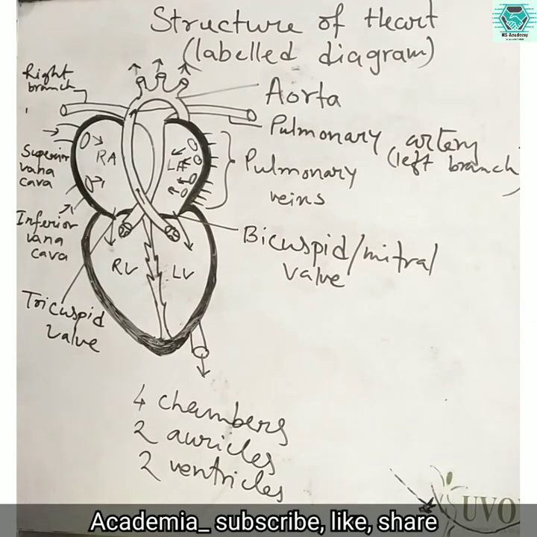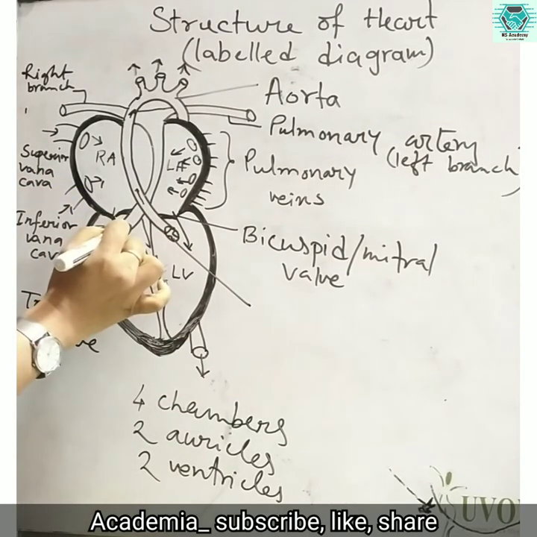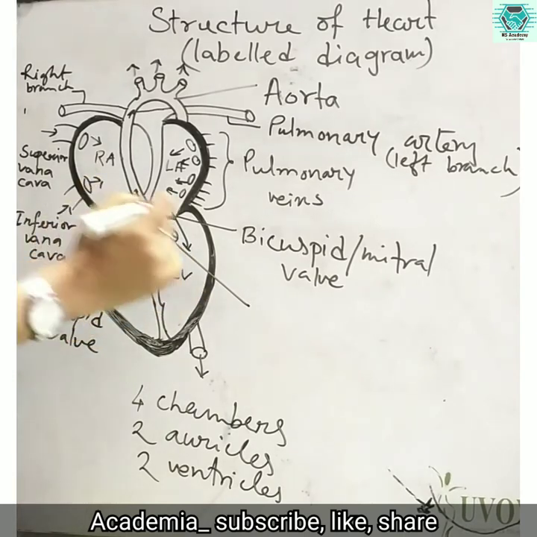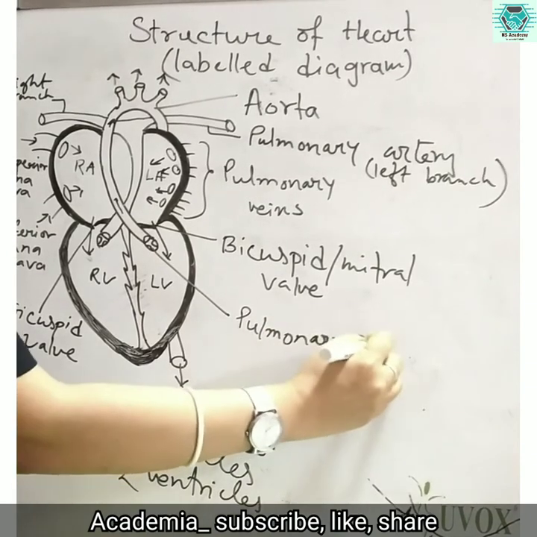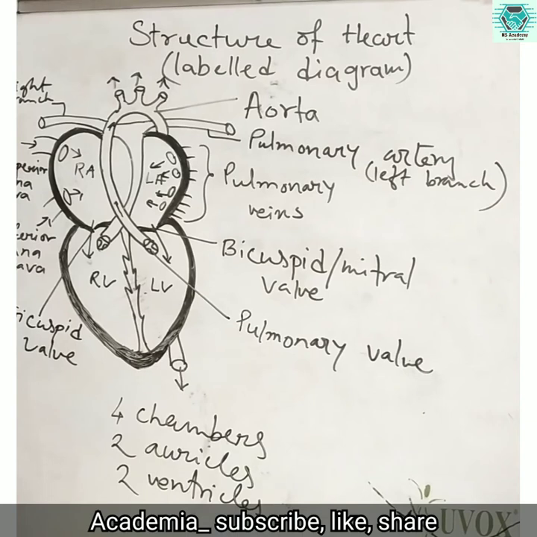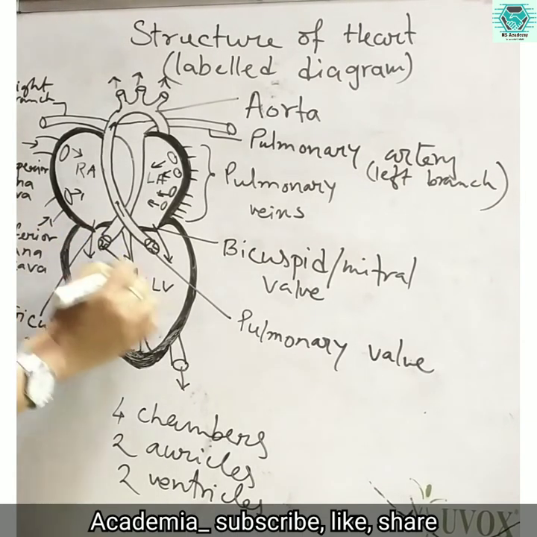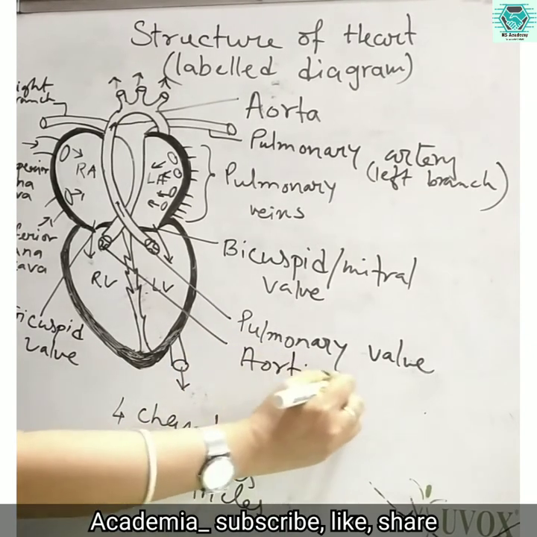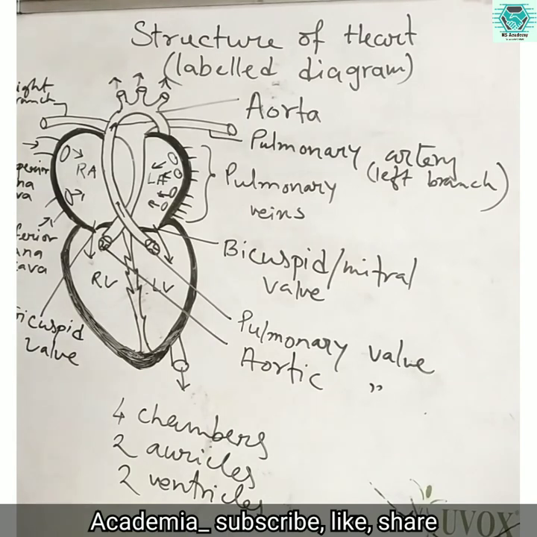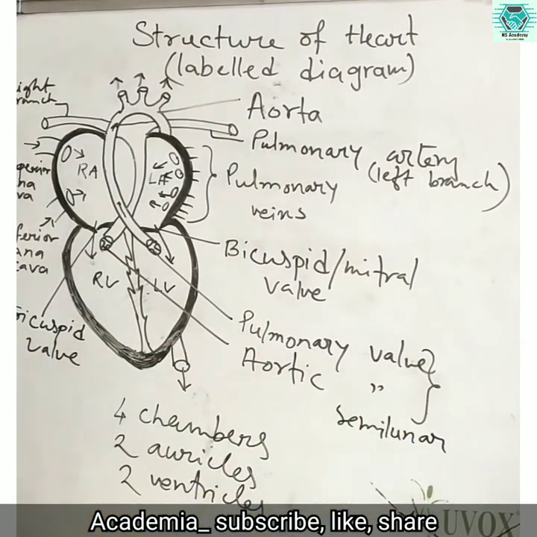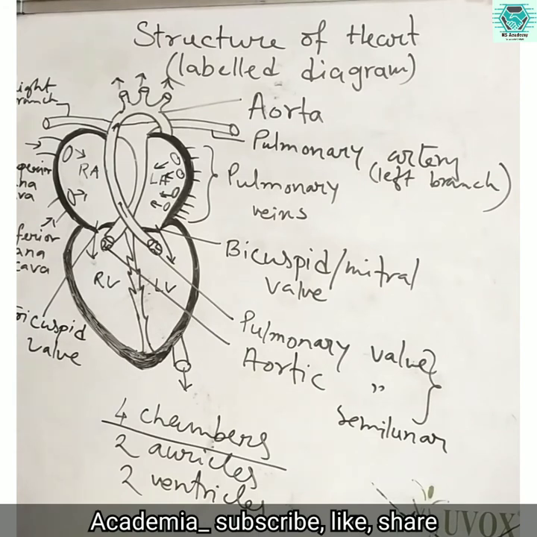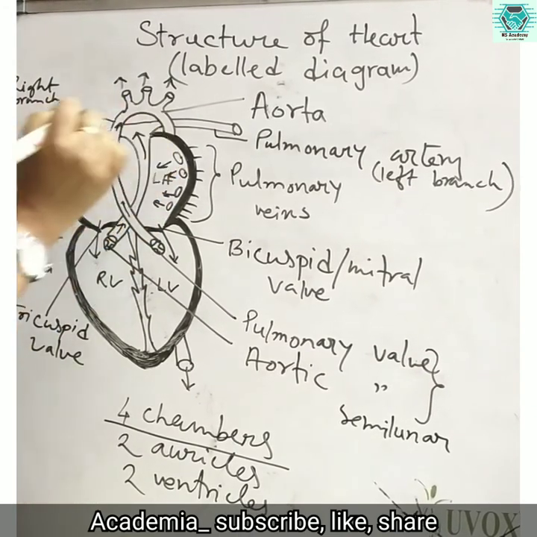Okay, now the other valves. So this one and this one, both at the opening of the pulmonary artery, are called the pulmonary valve. It is also known as a semilunar valve. And this valve is called the aortic valve, and it is also a semilunar valve. So both the valves together are known as semilunar valves. These semilunar valves are present at the base of the pulmonary artery and aorta, and they help in the flow of blood and restrict the backflow of blood.